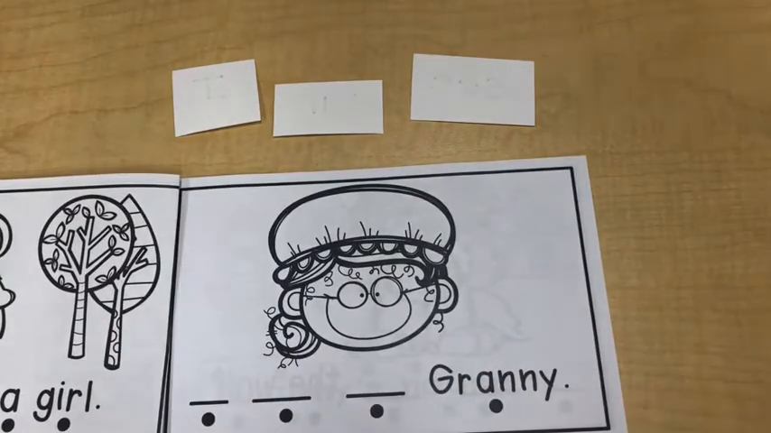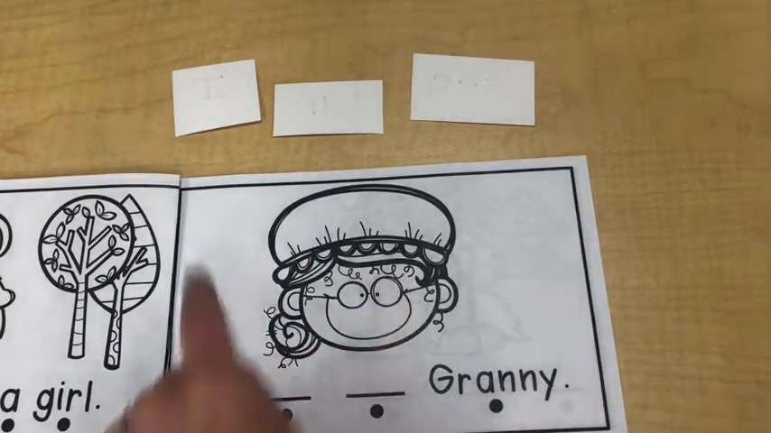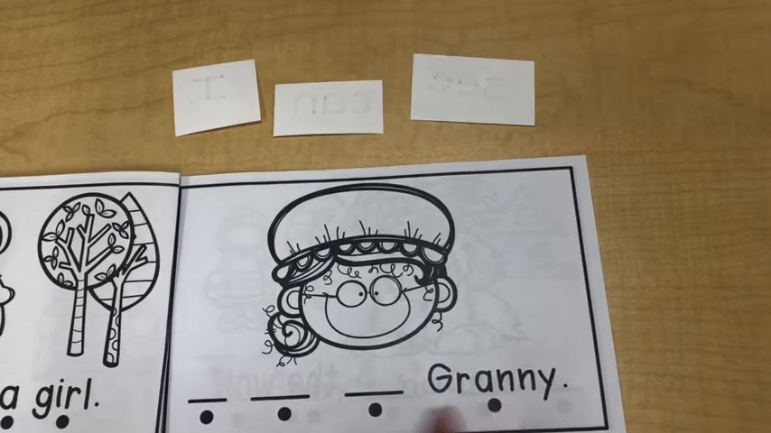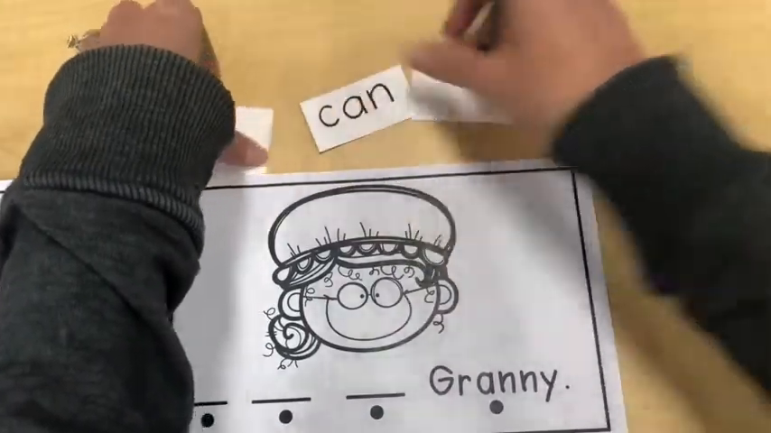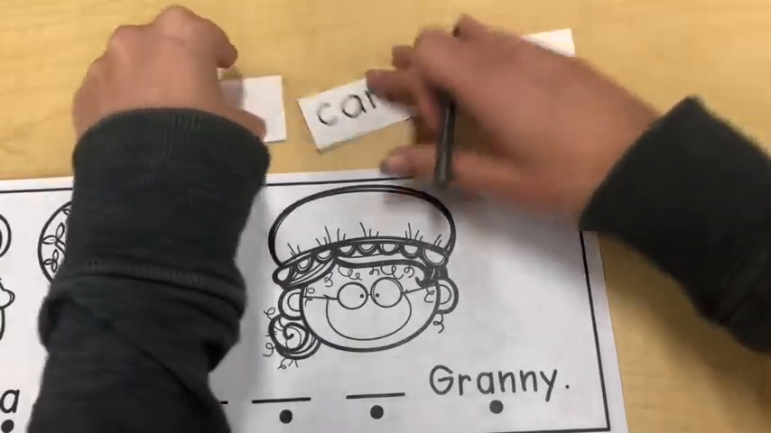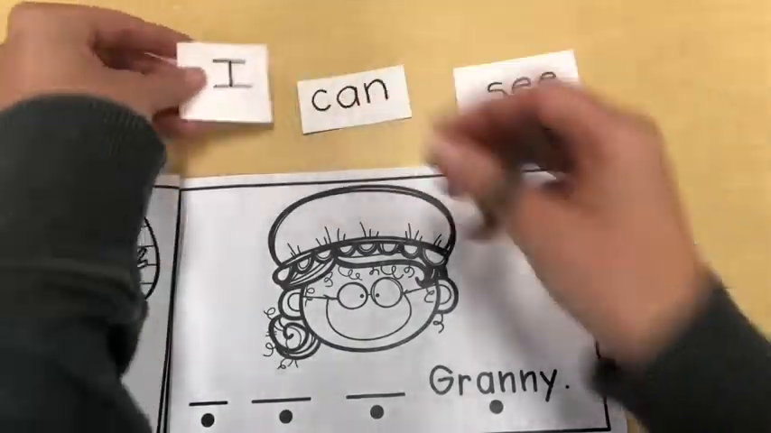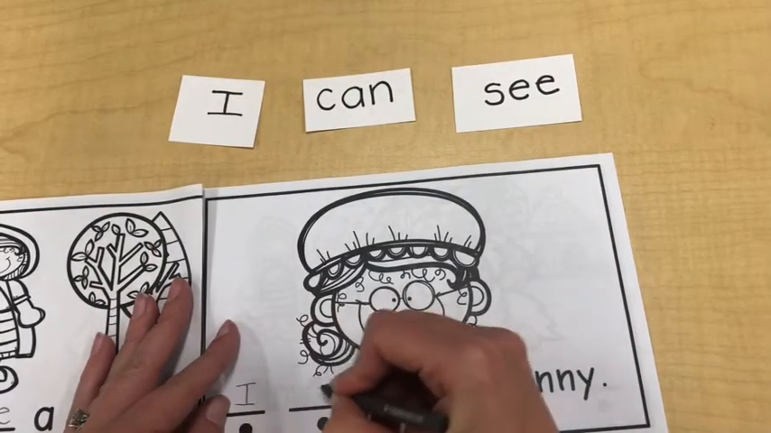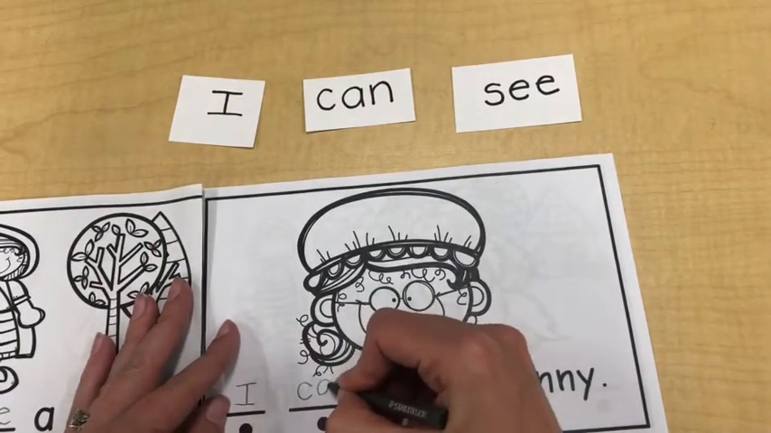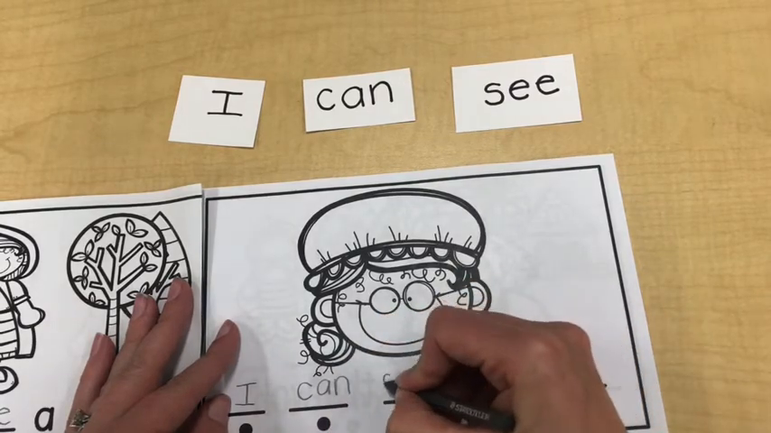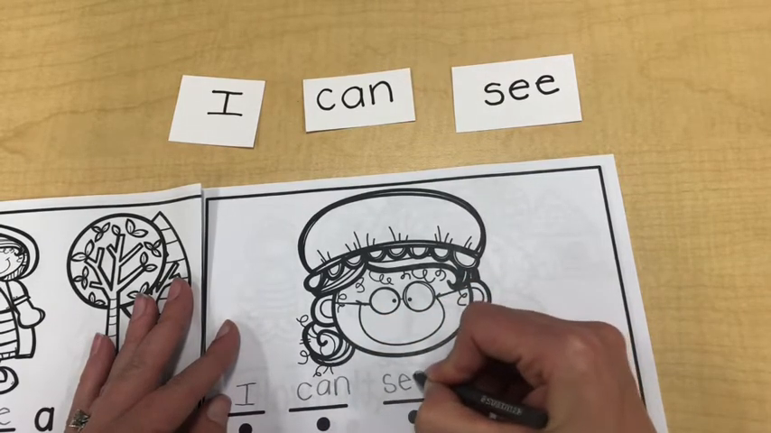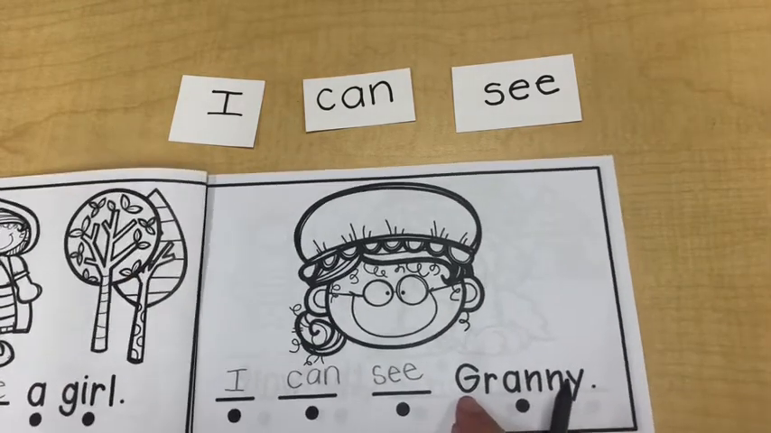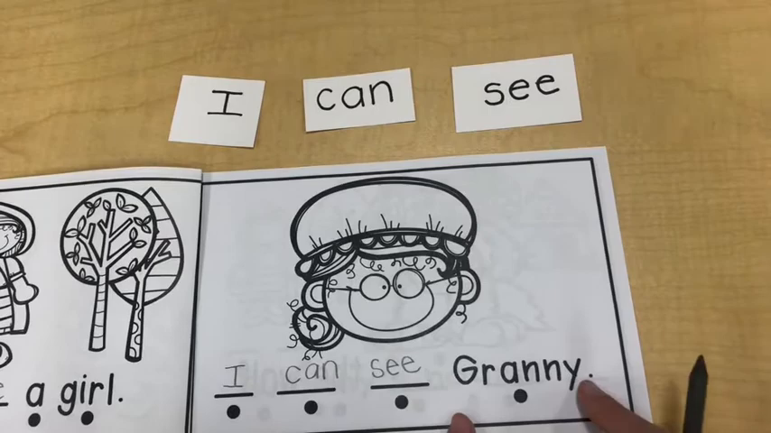Who do we see on this page? Granny. I can see Granny. I'm going to flip these over so I can see them again. Like I said, if you think you can spell the words without looking, you're more than welcome to. I can see Granny. Now, normally Granny wouldn't be capitalized, but we're going to use it kind of as her name in this book. We have a period.